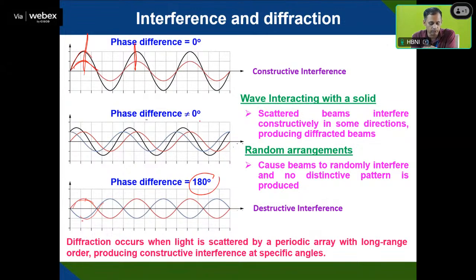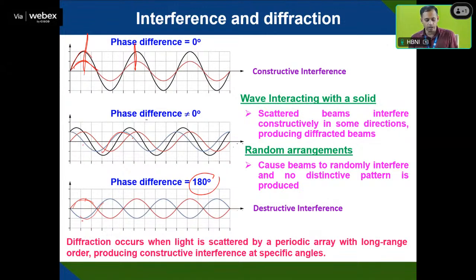When theta is not equal to 0, but also not 180, somewhere in between, you will find random arrangements. So there is some random interference and no distinctive pattern in this case. Here you can see the blue, black and red lines. Though they are a little bit constructive, you will not see a distinct pattern here.